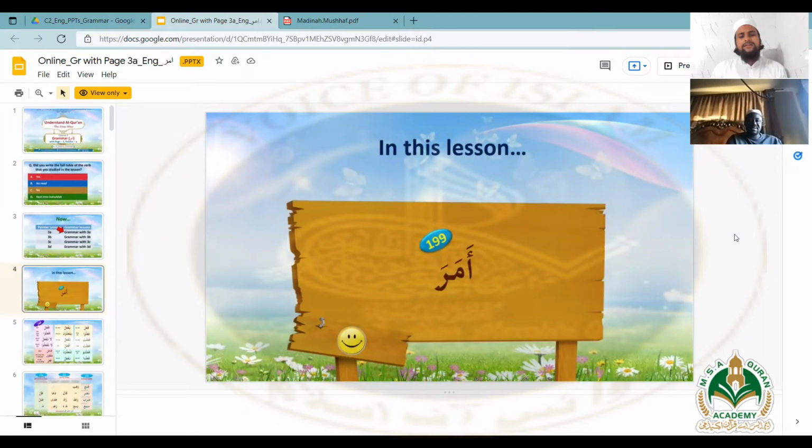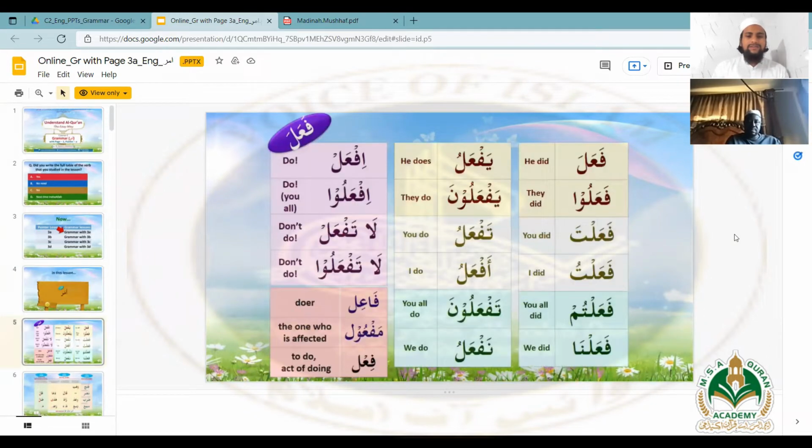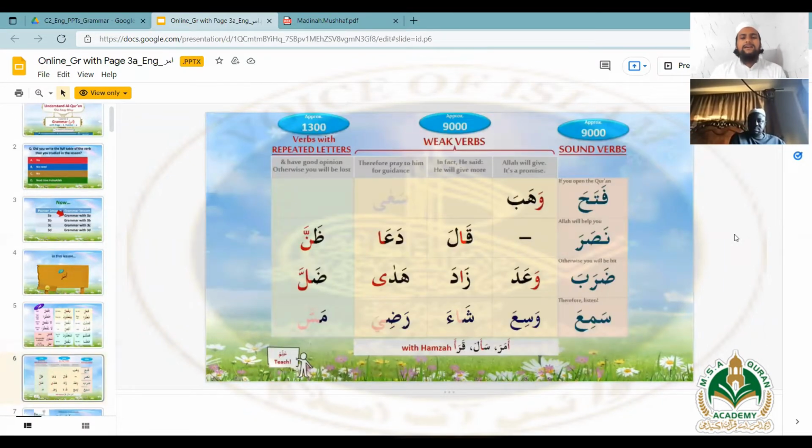In this lesson, we're going to learn amara. This word is most important and also used many times in the Mus'haf, 199 times, and also used in the Arabic language very much when you want to order someone, and you want someone to act upon something and to do something for you. This is an old table. We have done it many times, alhamdulillah. And have a look. This is a new PPT, and you can see here 4 patterns.